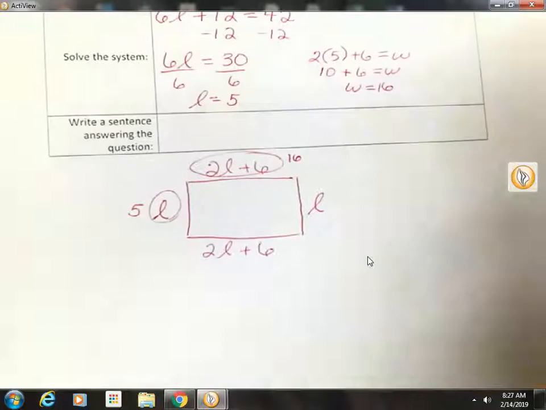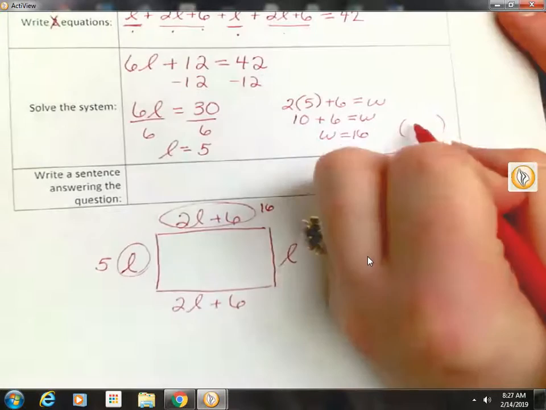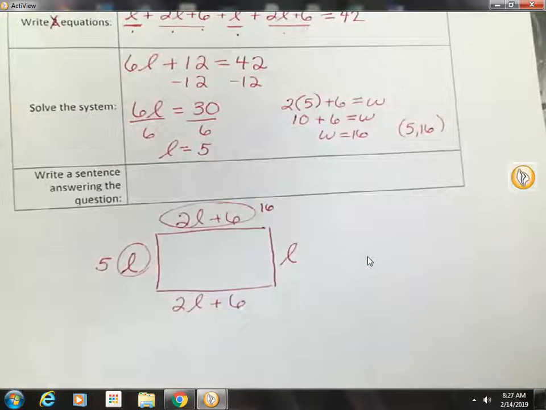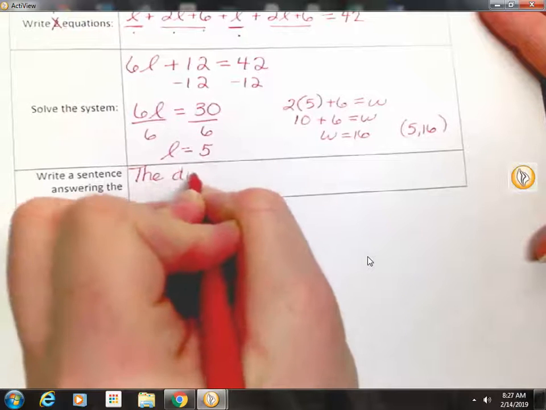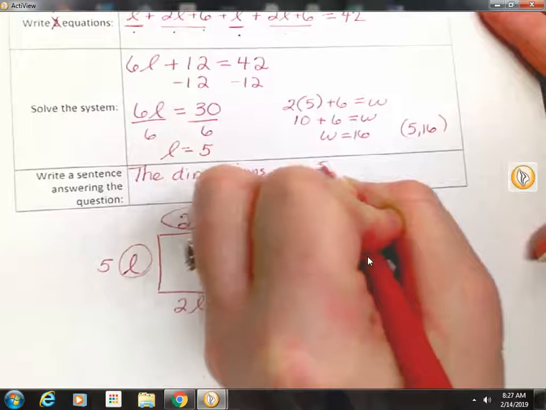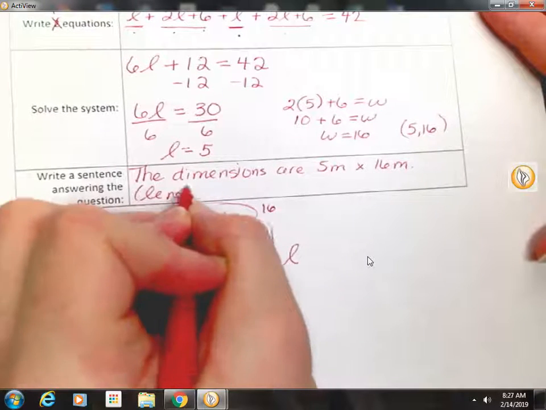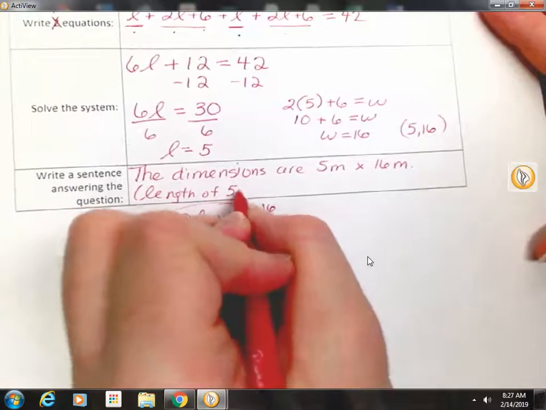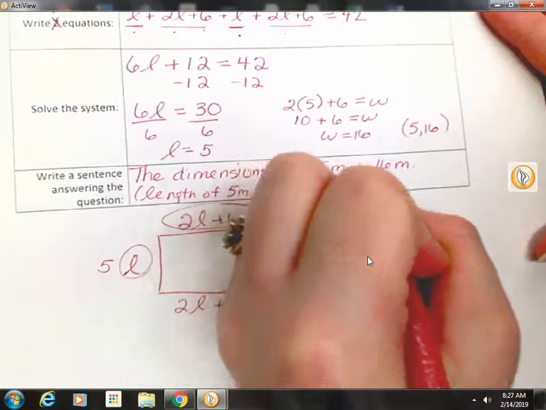So make sure we answer the question here. Actually, before we do, let's do our ordered pair. So it would be 5 comma 16. We want to find the dimensions of Tom's garden. So I would say the dimensions are 5 meters by 16 meters. You could say length of 5 meters, width of 16 meters.